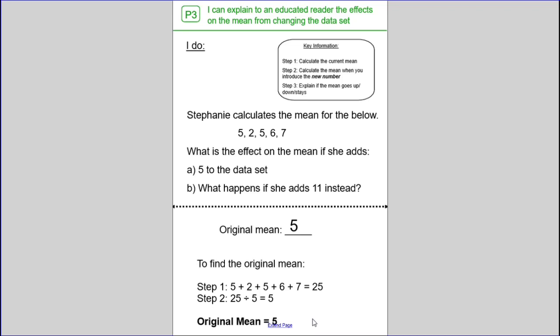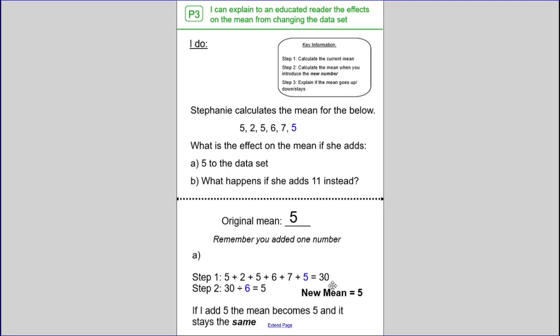Then we need to calculate the mean when we introduce the new number. So if I add 5, what that just means is I'm going to be adding 5 to the end of my data set. So for step 1, I'm going to be adding on all the numbers from the current data set with the 5 that I am introducing, and that now gives me 30. Step 2, I'm going to be doing 30 divided by 6. Be really careful here. Remember that you added one number, so if you add one number to your data set, you now have 6 numbers in total that you need to account for. So 30 divided by 6 is equal to 5, and the new mean is equal to 5.